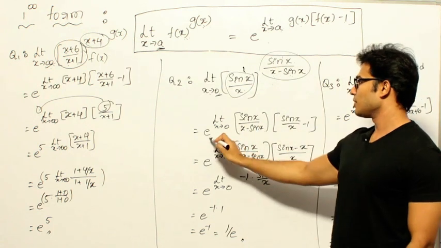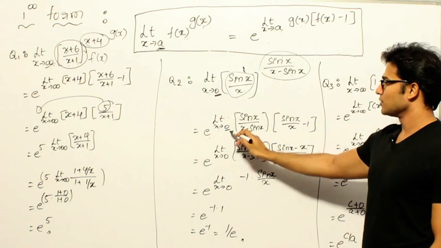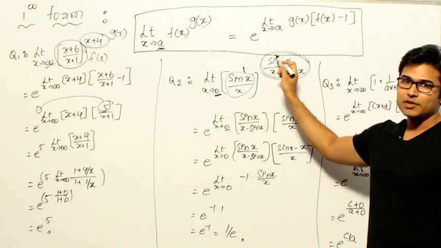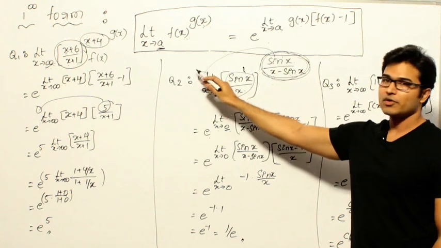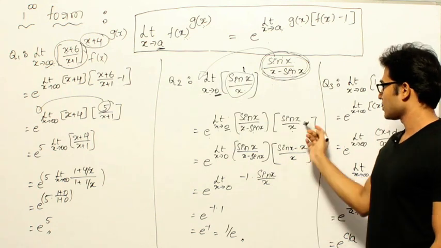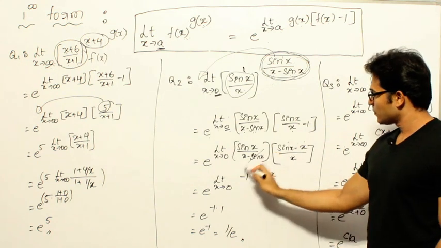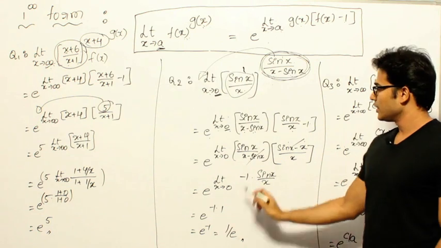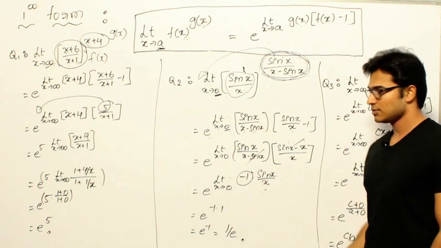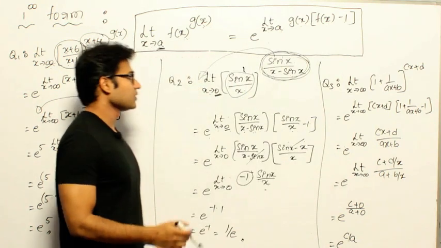So what is that formula? E power limit x tends to 0. Why 0? Because here there is 0. Limit x tends to 0 of g of x into f of x minus 1. G of x means whatever is in the exponent; you have to bring it forward, that is why I brought it here, and this one minus 1. Now after simplification, here you have x minus sin x and here you have sin x minus x. You can cancel these two, but then minus 1 has to be brought out. Yes, minus 1 is written here. Now what did you get? Sin x by x. Limit x tends to 0 of sin x by x, you know it is 1. Therefore it is e power minus 1, which is 1 by e. So 1 by e is the answer for this one.